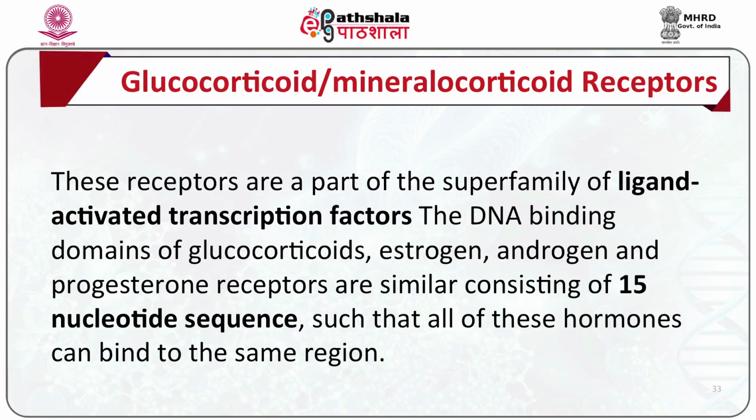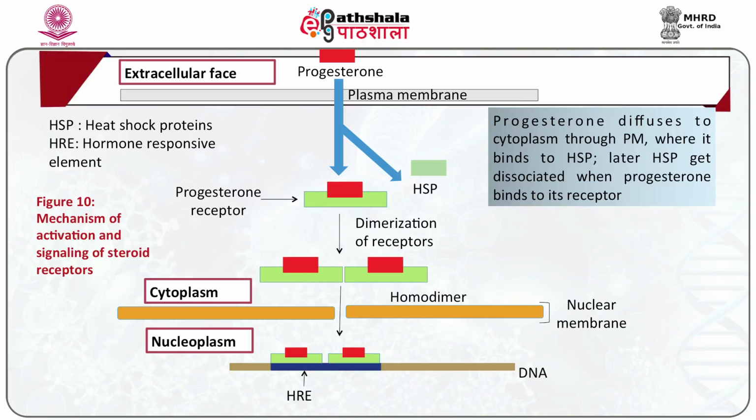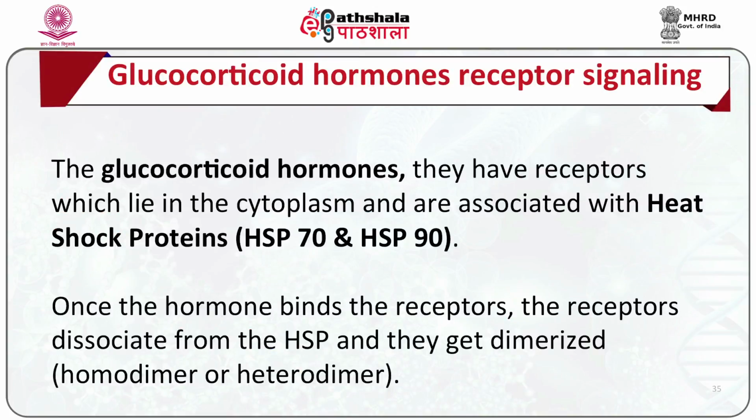The DNA binding domains of glucocorticoid, estrogen, androgen and progesterone receptors are similar, consisting of 15 nucleotide sequences, such that all of these hormones can bind to the same region. Talking more specifically about the glucocorticoid hormones, they have receptors which lie in the cytoplasm and are associated with heat shock proteins HSP70 and HSP90. Once the hormone binds, the receptors dissociate from HSP and get dimerized, which can be either homodimer or heterodimer.